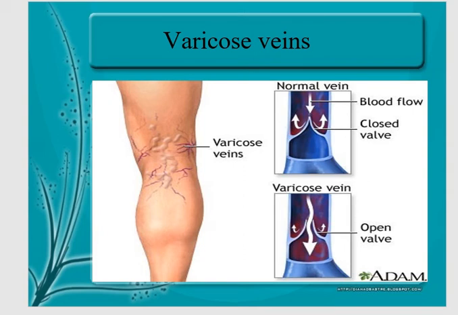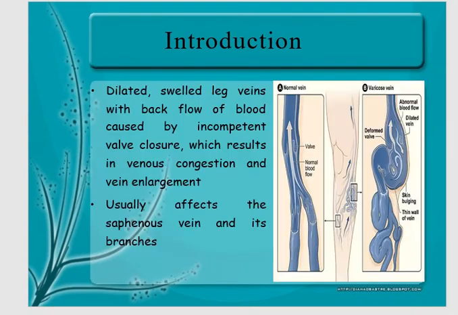If the valves are competent, they won't let the blood come back from above. But if the valves are incompetent, blood will leak through, producing varicose veins. So these are dilated, swollen leg veins with backflow of blood caused by incompetent valve closure, which results in venous congestion and vein engorgement. Usually it affects the saphenous vein and its branches.